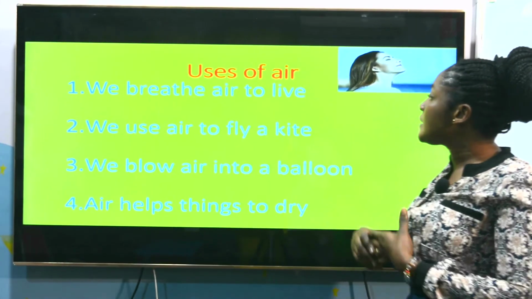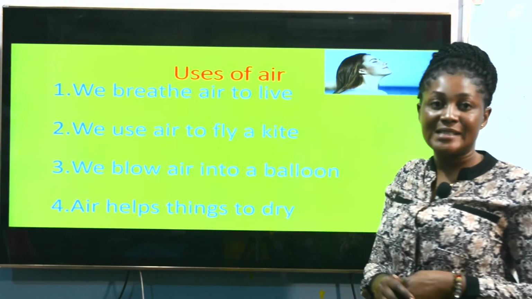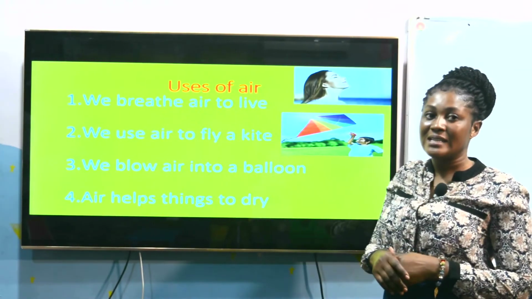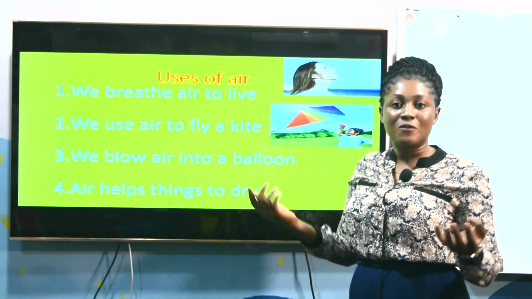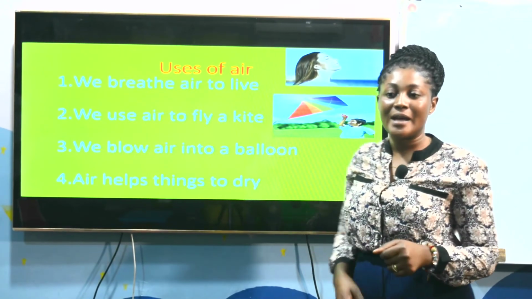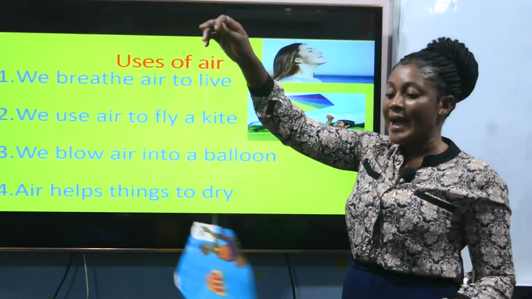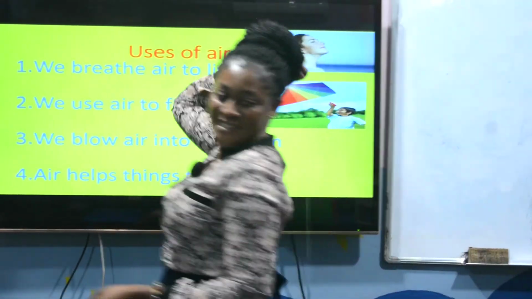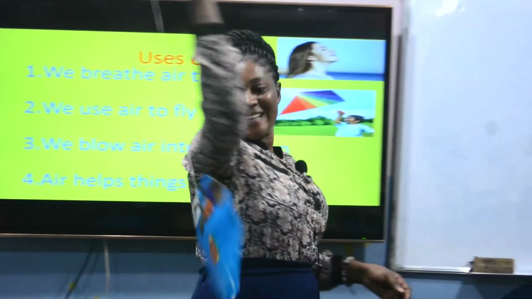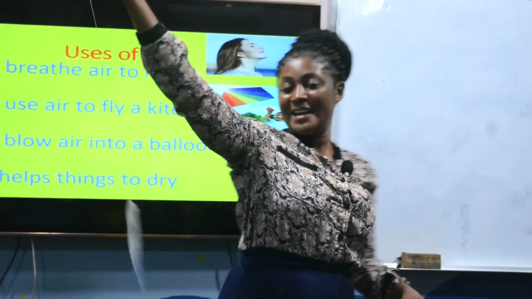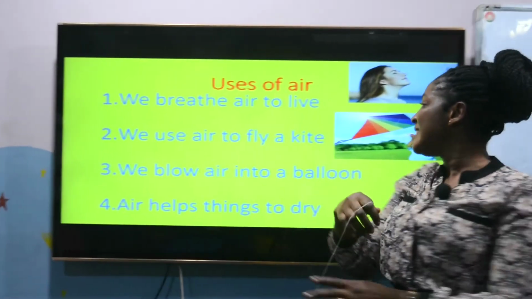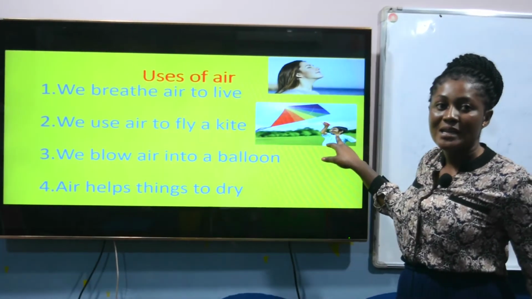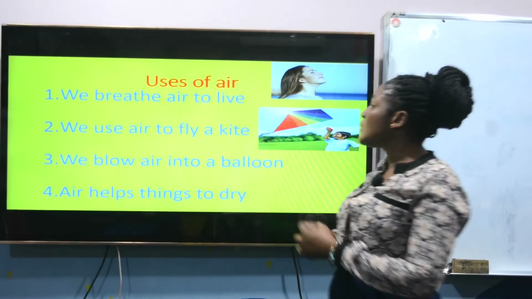2. We use air to fly a kite. Do you know kites? Now let's look at the boy. He's flying a kite. Let me give you an example here. Now see kids, this is my kite. I'm running with it. Have you seen that the air is helping it to fly? The same thing applies to the boy. He's flying the kite.